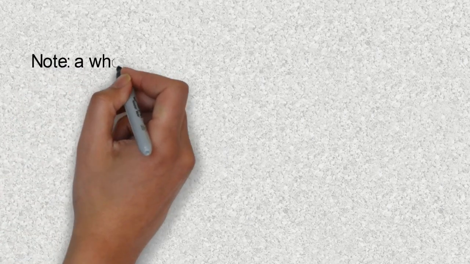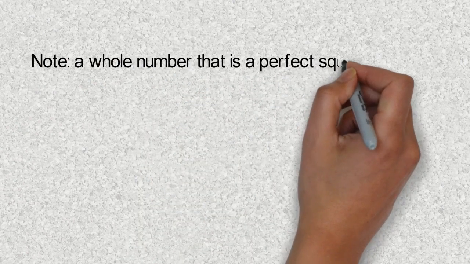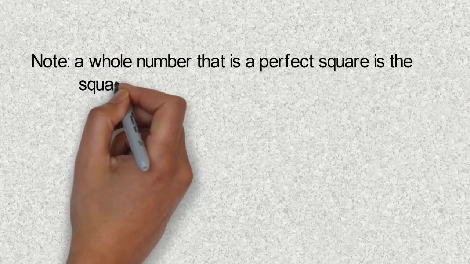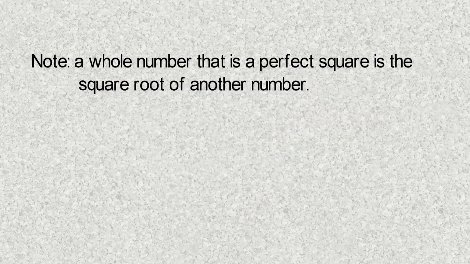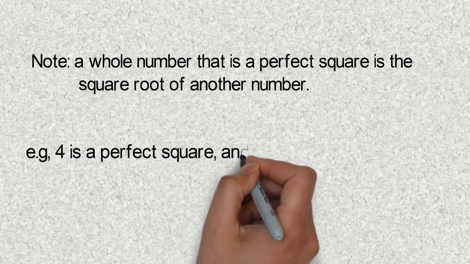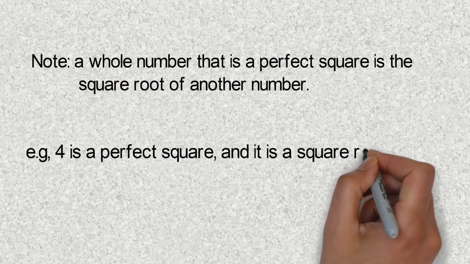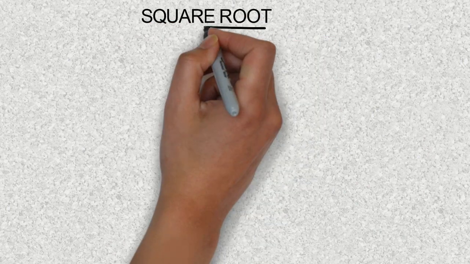Also note, a whole number that is a perfect square is a square root of another number. What do I mean by this? Example, 4 is a perfect square, and it is a square root of 16. Do you get that? So let's look at what square root is, and you understand better.